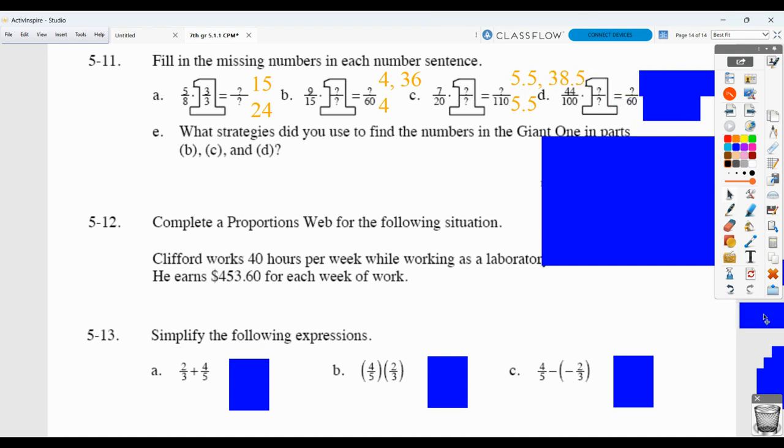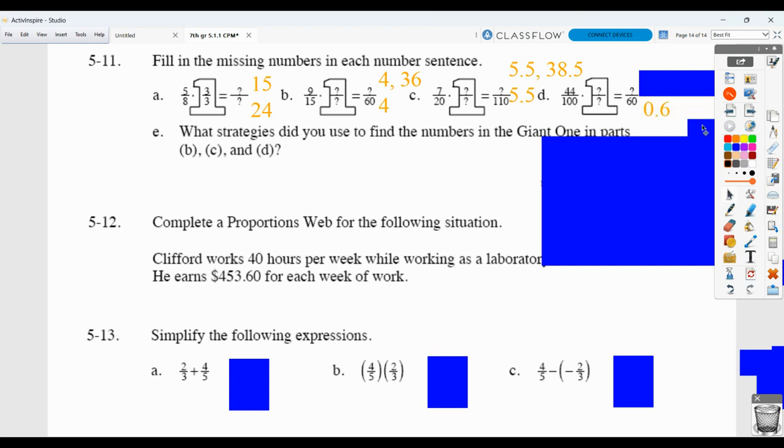7 times 5.5 gives us a missing value of 38.5. Here it would seem a little bit tricky because 100 times what value equals 60? Again, you might think, well, is that even possible? Yes, it's going to be a decimal. So 100 times what equals 60?